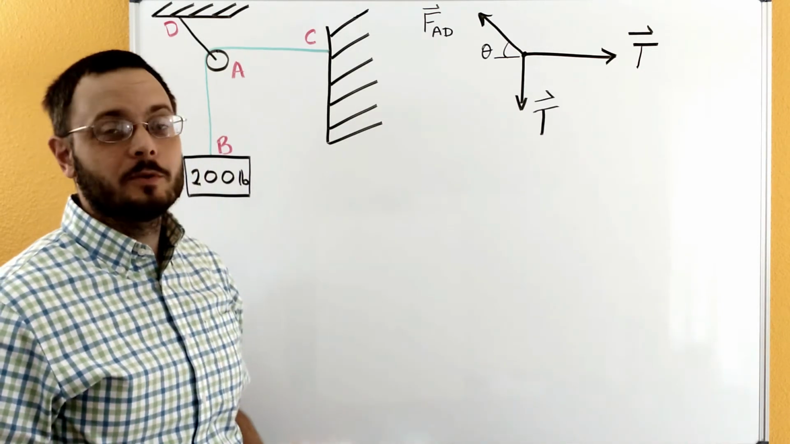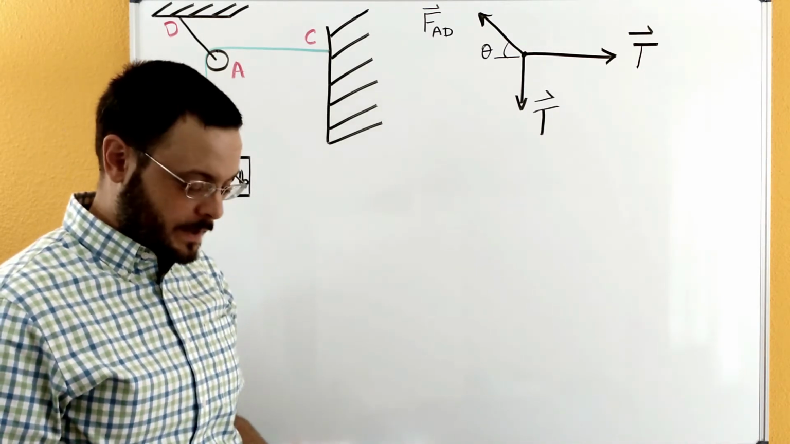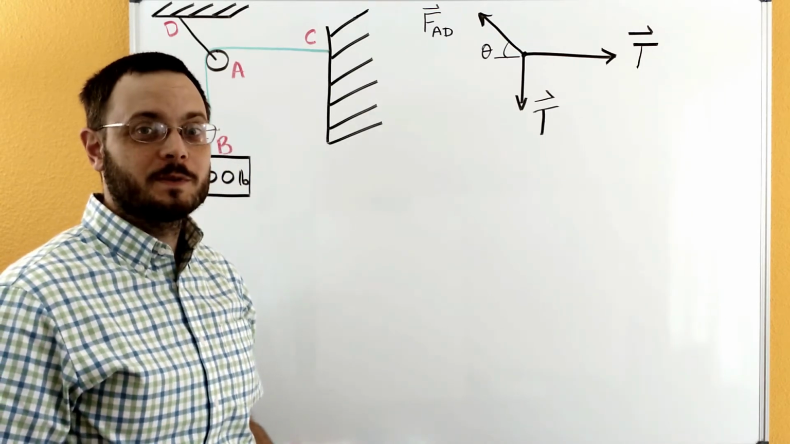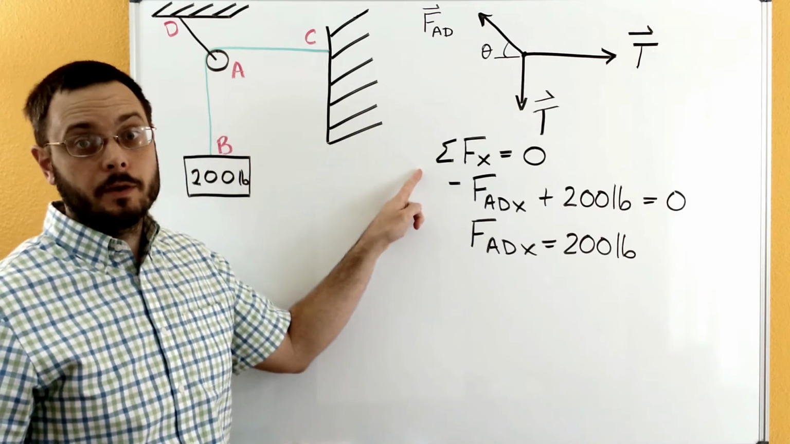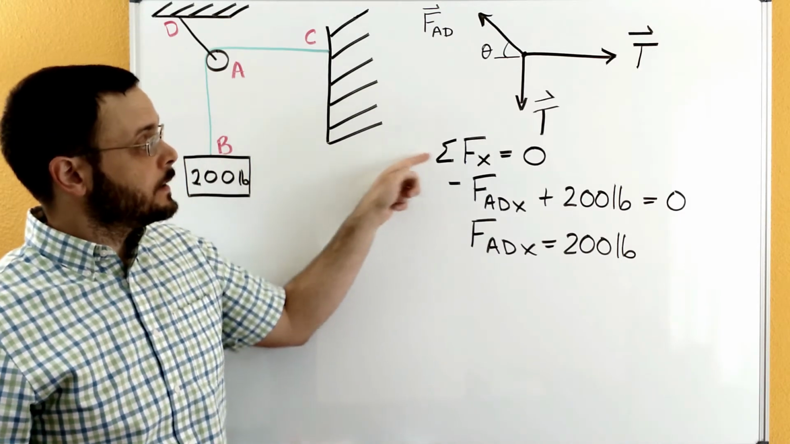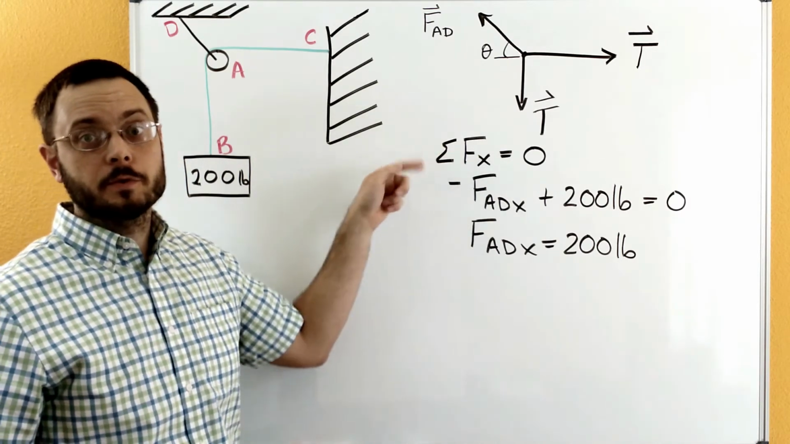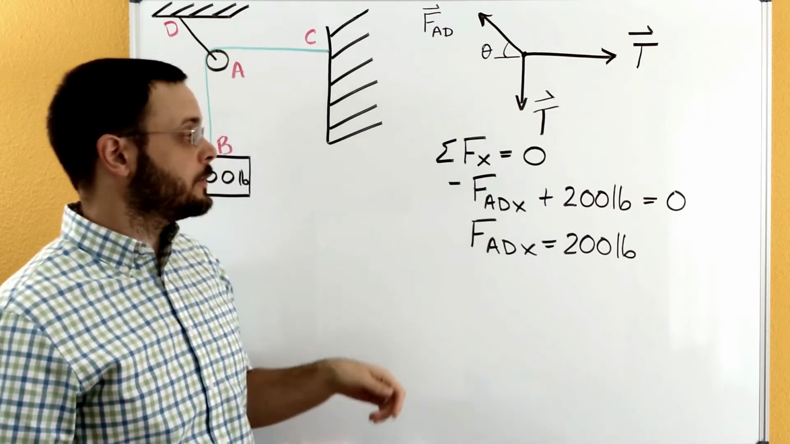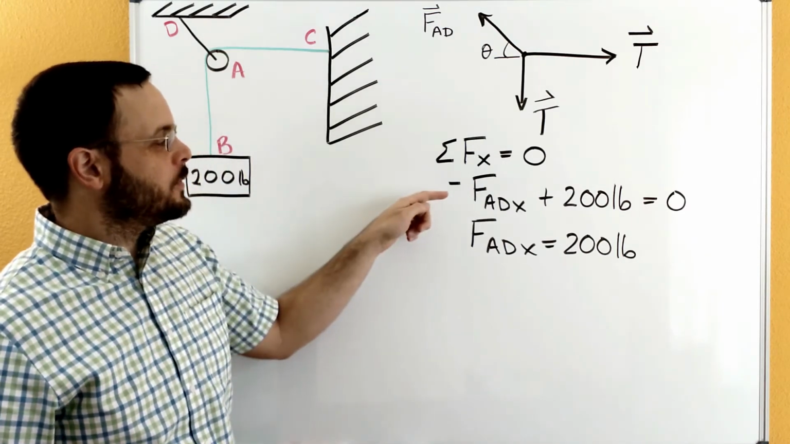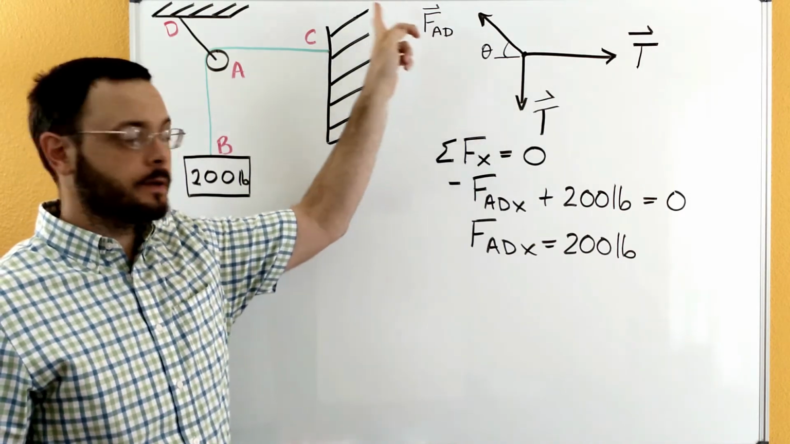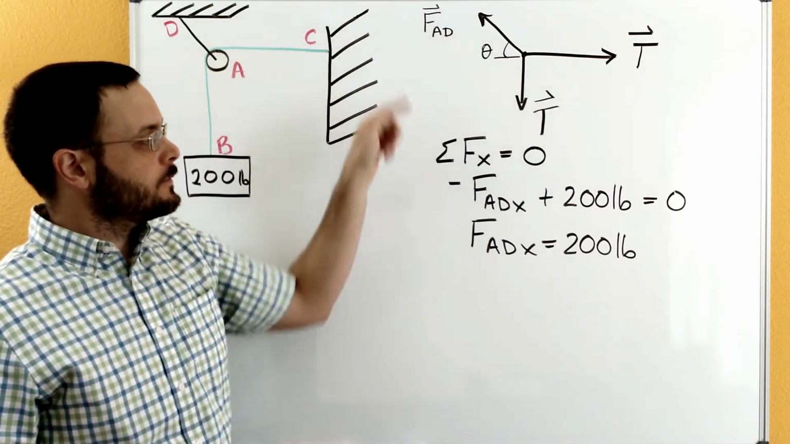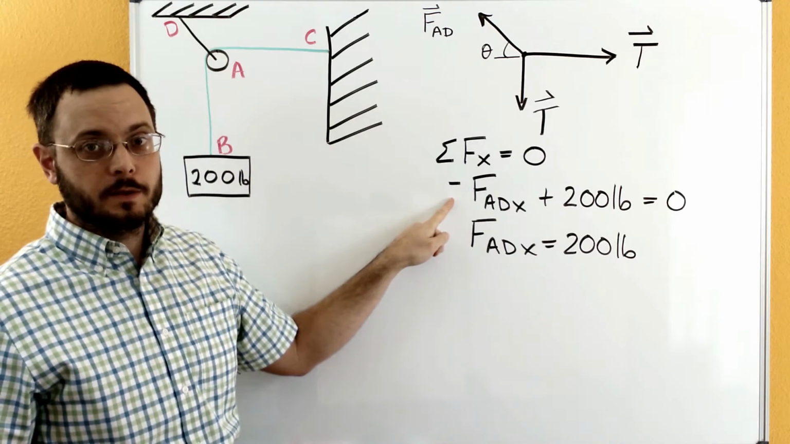Now let's go through and do our sum of forces equations, and let's start with doing sum of forces in X. Always remember to write the sum of forces in X line here just so that folks can follow along with how you're solving the problem. With our sum of forces in X, we have this FAD component, and it's going in the negative X direction, so we need a minus sign in front of it.